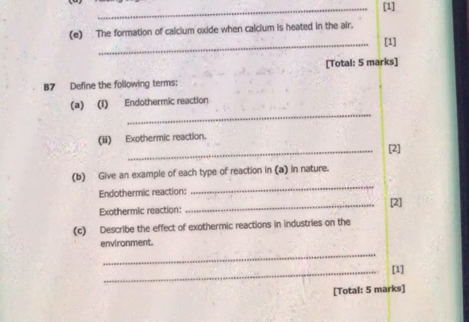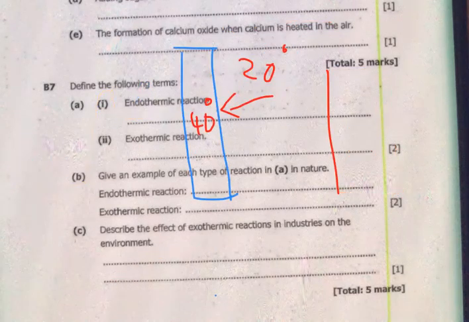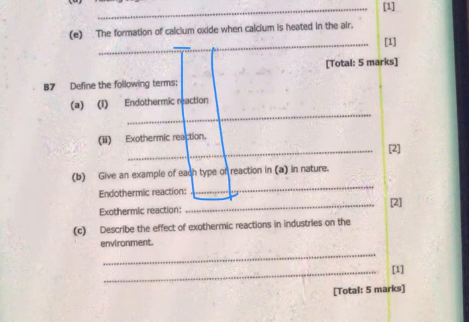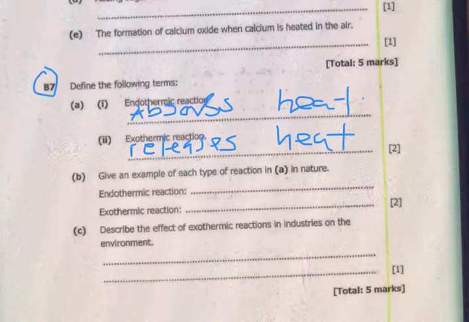Okay, so the ones that we have here: give examples of endo, where the heat goes inside from the environment, that absorbs.